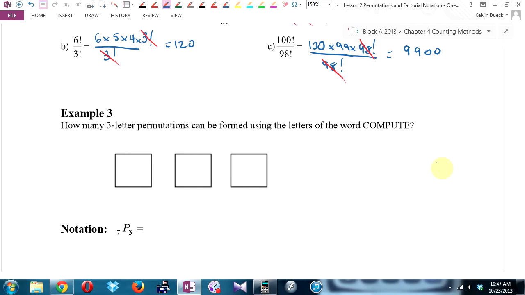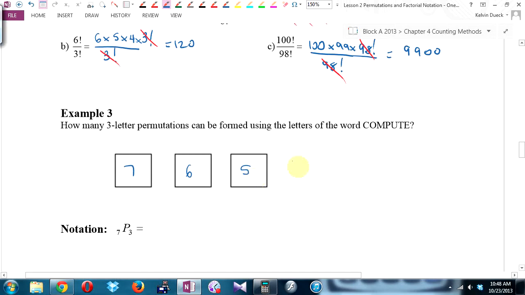How many 3-letter permutations can be formed using the letters of the word compute? How many letters are there grand total in the Scrabble bag? 7. How many am I picking? So I could do this by going, you got 7, you got 6, you got 5. But I want to show you an even quicker way to do this.